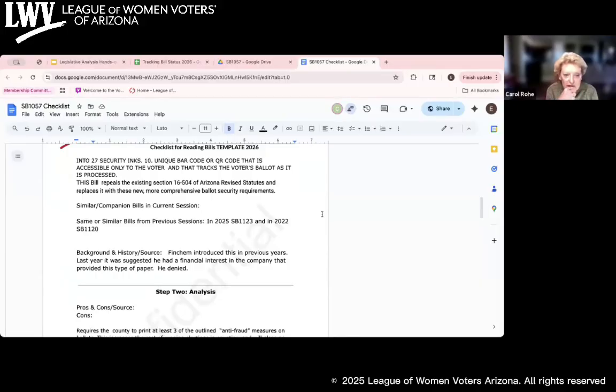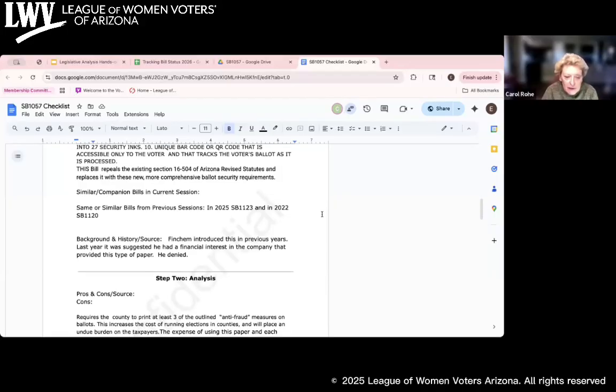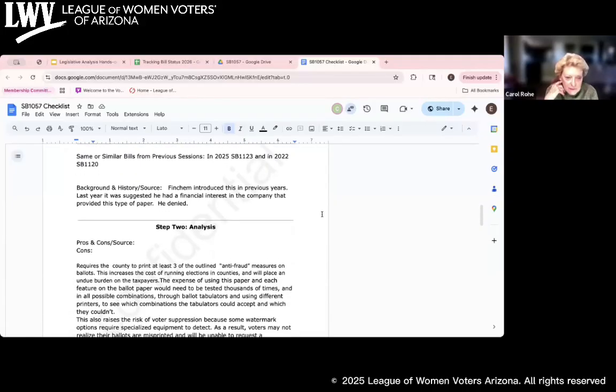The bill repeals the existing section of the statute and replaces it with this comprehensive one. I happen to know that he did this last year, although you wouldn't know that because you'd be new. What I do is I go to the tracker for 2025 and do a command search on Senator Finchen's name, and I come up with bills that are identical to this one. For 2025, it's SB 1123, and in 2022 it was SB 1120. So he's done this several times. There is a rumor that he had a financial interest in the company that would provide the paper. Of course, he denied this.